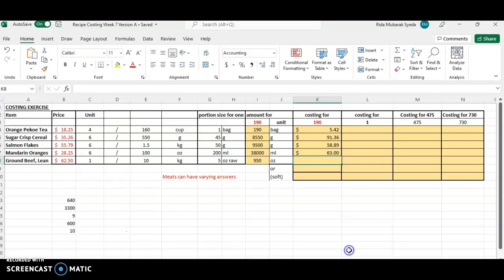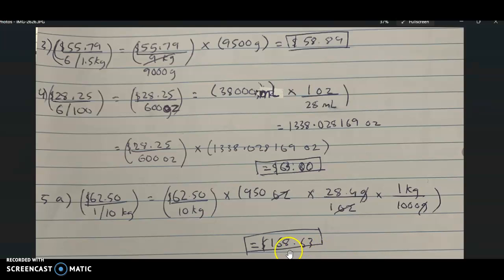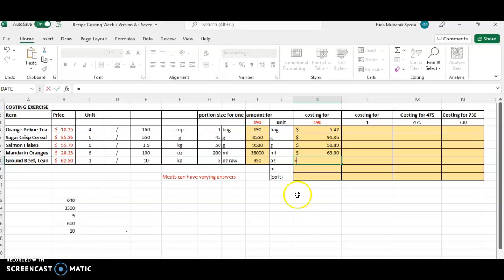So on Excel it would be equal to, and as our price we got 168.63 as our price, just making sure. Brackets, price divided by 10, close brackets, multiply it by 950 times 28.4 divided by 1,000, because we're converting to kgs, enter, and we got that same price as we got on a written calculation.